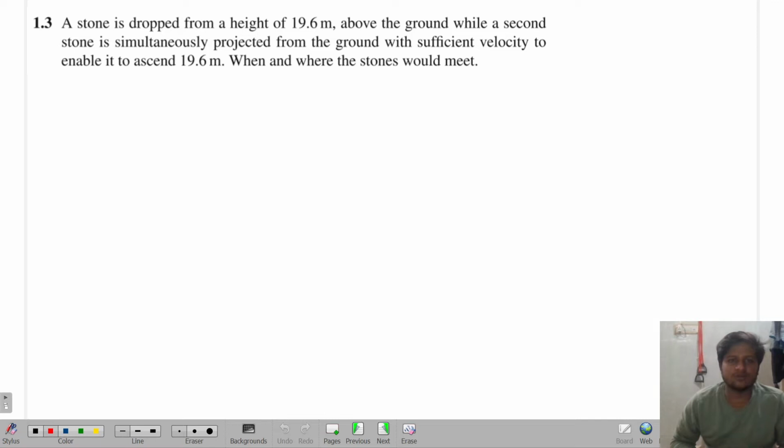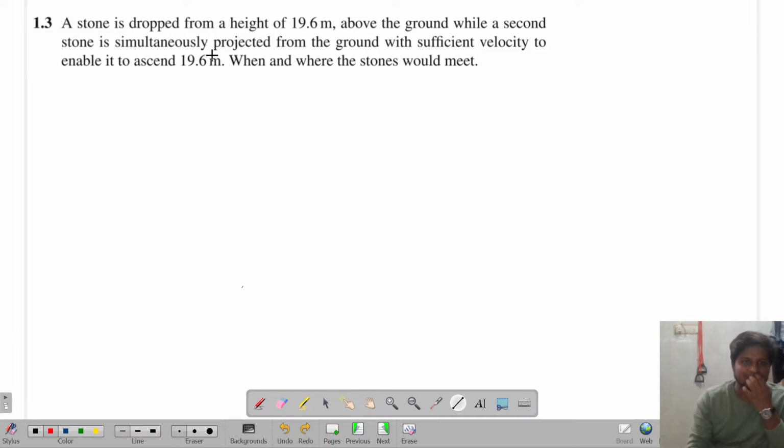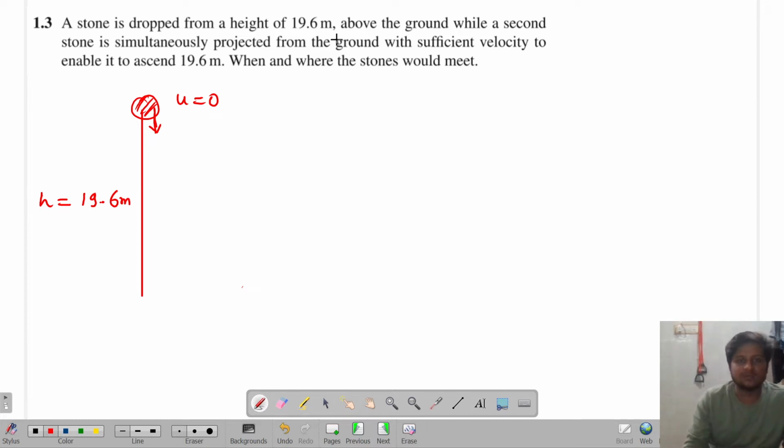A stone is dropped from the height of 19.6 meter. I'll draw the diagram first, and after that, solve this. So let's suppose this red line represents 19.6 meter. A ball is dropped, so the initial velocity will be 0. The height of the roof is 19.6 meter. If they mention 19.6, we have to take that one.